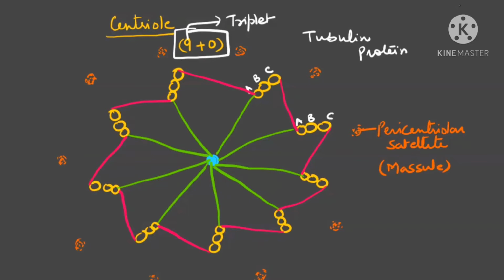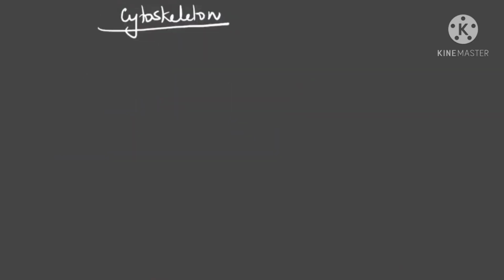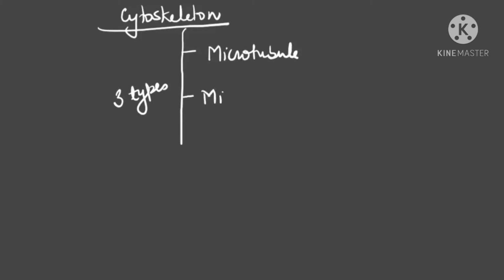So I hope up till here you are able to understand this is the structure of the centriole, which is a 9 plus 0 arrangement. And I told you 9 here, it is A, B, C, they are triplet. Now let us try to understand how A, B, C are made. In the triplet fiber, first try to understand the cytoskeleton. There are three main types of cytoskeleton: one is microtubule, another is microfilament, and the third one is intermediate filament.